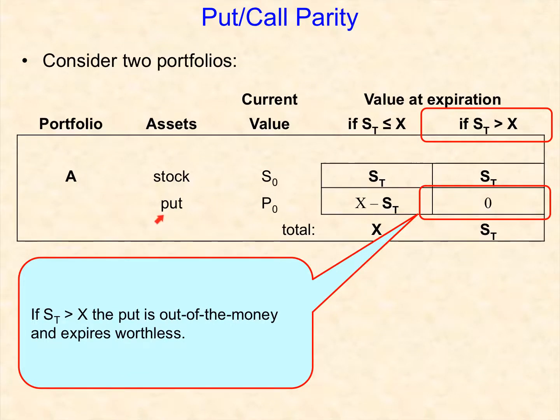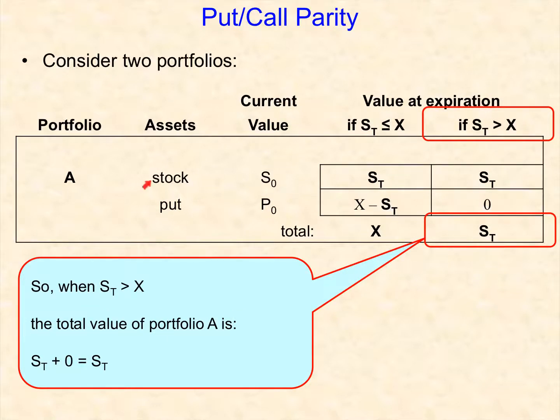Next, we examine the value of our put option if at expiration the stock price is higher than X. We know in this case that our put option expires out of the money, and so it will have no value. Finally, we can add together the value of the stock and the put if at expiration the stock price is greater than the exercise price. The stock is worth S sub t, the put is worth 0, and so the portfolio is the sum of those two, S sub t.